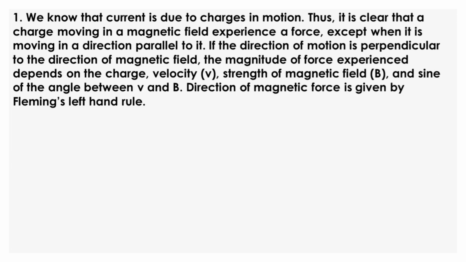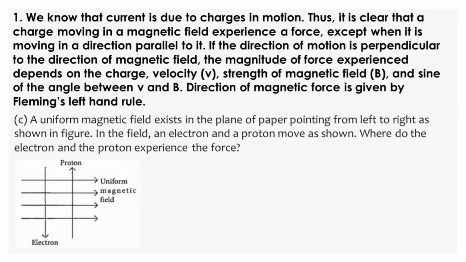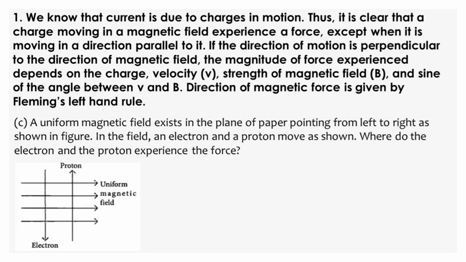Let's move on to the next sub-question. Sub-question C. A uniform magnetic field exists in the plane of paper pointing from left to right as shown in the figure. In the field, an electron and a proton move as shown. Where do the electron and the proton experience the force? So in this question also we are asked to find the direction of the force. That means we have to use Fleming's left hand rule.